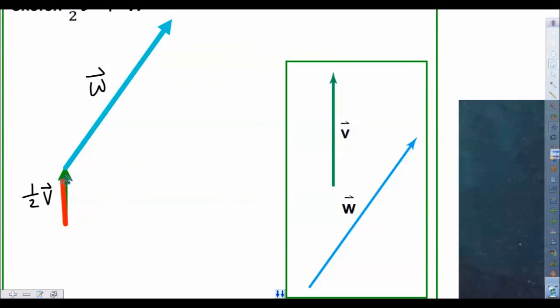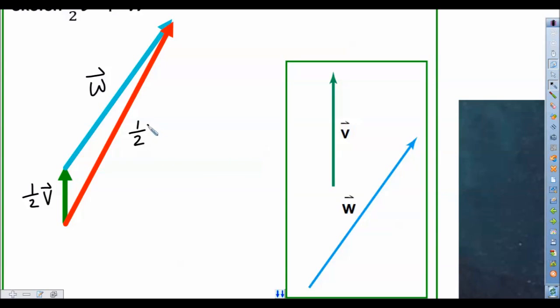Remember, it's not going up here and then also at the same time going in this direction here. So there is our tip to tail. And so this is our answer. Don't forget to write in what quantity that you have there for your resultant vector. So half of vector v plus vector w. Let's take a look at the next example.